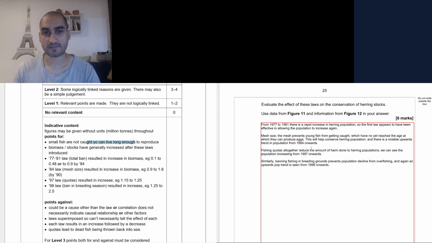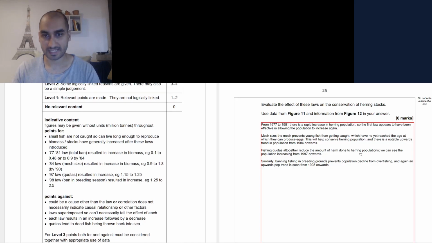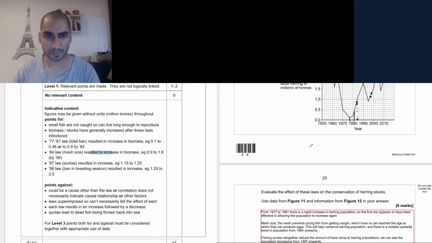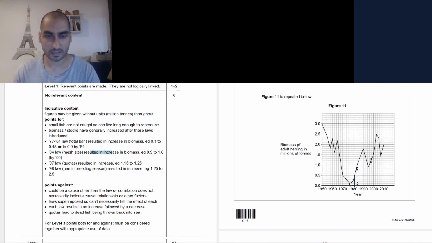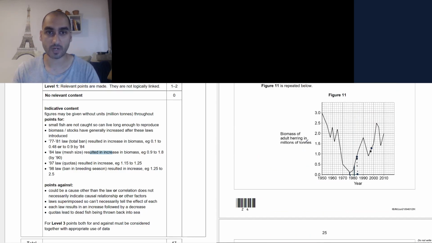Biomass have generally increased after these laws reduced. I did say that. 77 to 81 law resulted in increase in biomass. I did absolutely say that. I didn't say e.g., but they haven't actually said you need to give an example. 84 law resulted in increase in biomass. Yes, I said population, but I think that's fine. I think it's clear I was talking about the y-axis here.